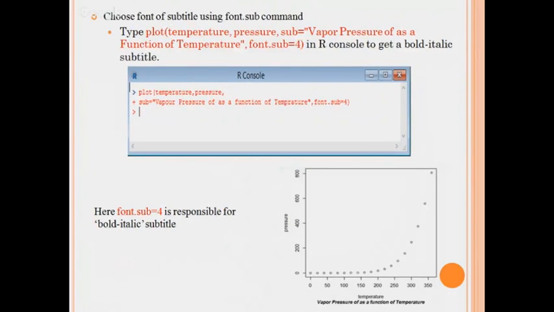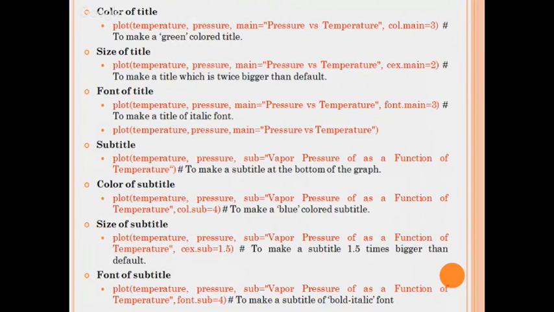And the last one is font.sub. So you can write both these things in parallel. For the main title, we have the main argument, and for the subtitle, we have the sub argument. And then we can make the changes in their font, size, and color. These 3 things we have covered with respect to the subtitle and main title. So this is all we have done in this section.